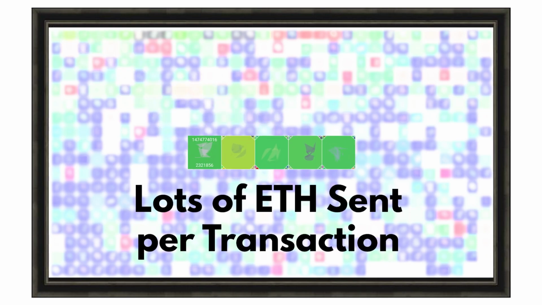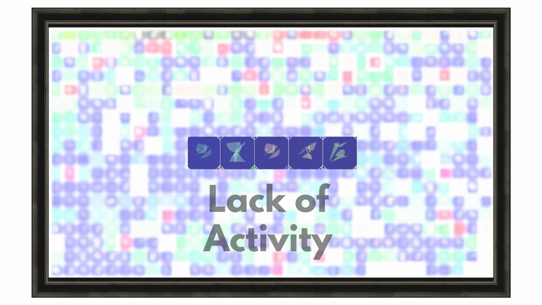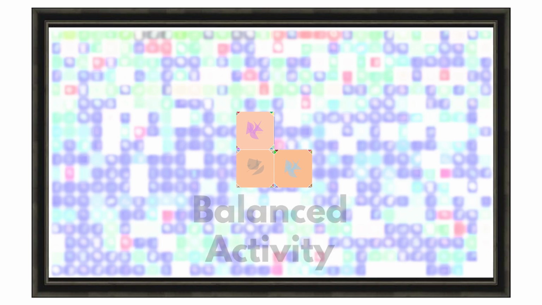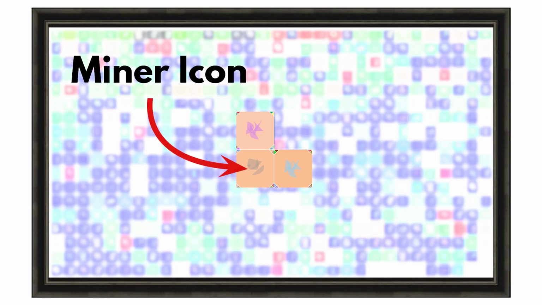Green means people are sending a high amount of Ethereum within that block. Blue means there isn't a ton of activity in the network for that moment. And yellow means the activity is balanced between gas paid and Ethereum transacted relative to the rest of the collection's data. And by now, you might have noticed the icon in the middle of each block.